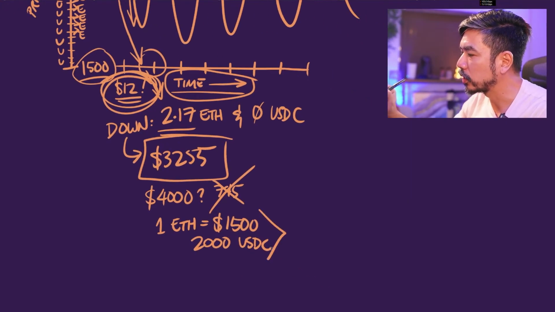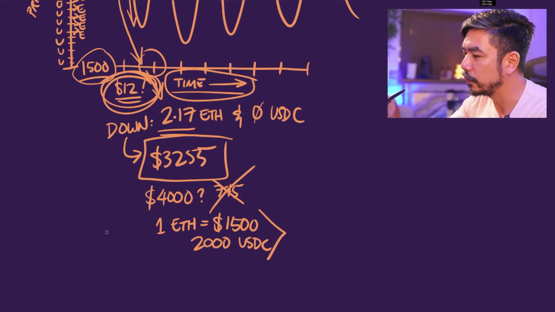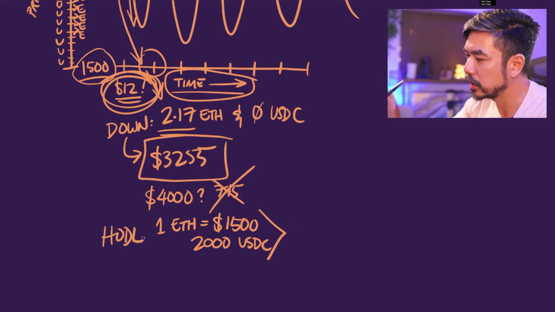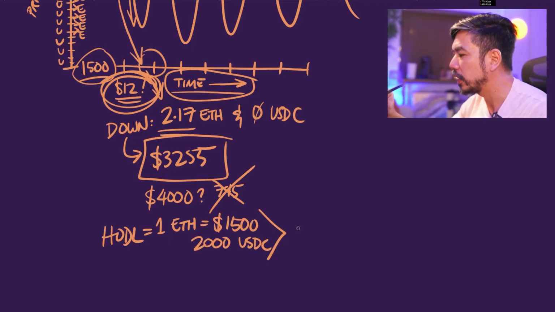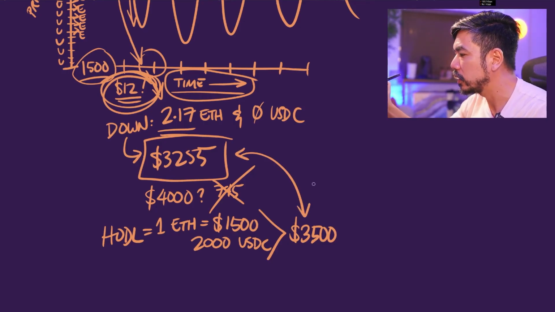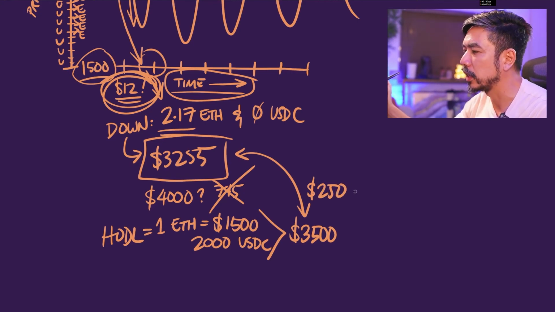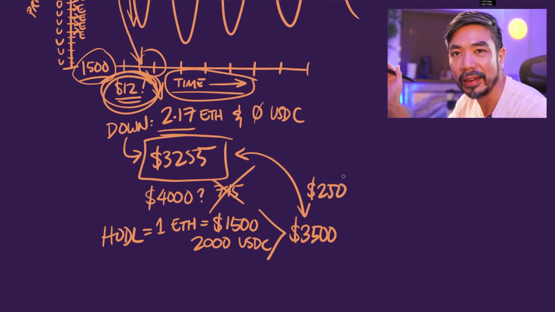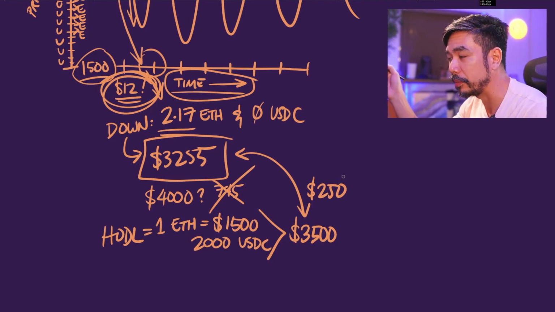So actually, in the HODL scenario, your HODL value would only be $3,500 in total. So these are the two numbers that you compare, right? In other words, it is about a $250 loss. Not as bad as you first thought, but it's still pretty bad, right?